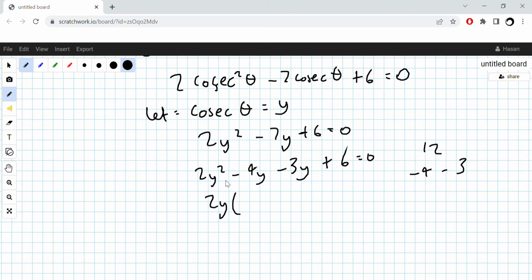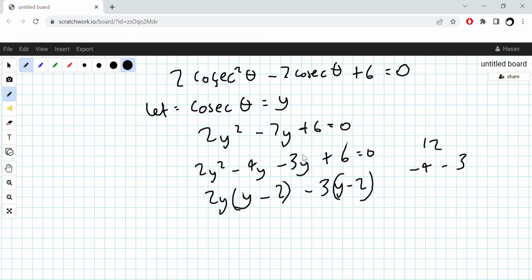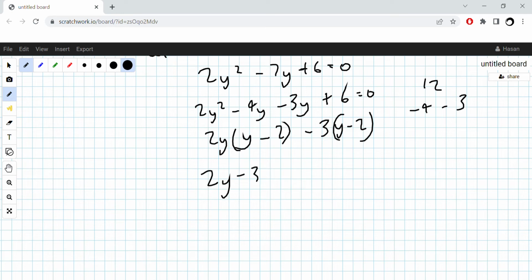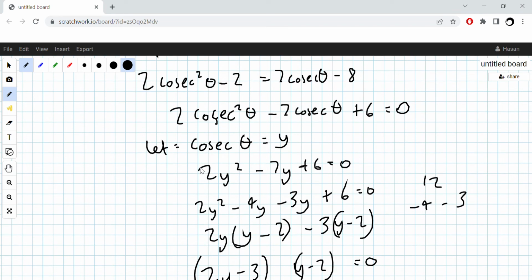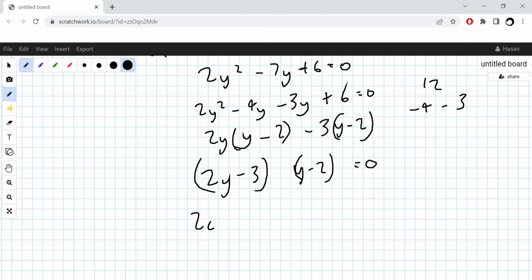Just factorize. To get 2y squared you need 2y times y. To get 4y you need minus 2. Then these brackets must be the same, so I have y minus 2. How to get minus 3y plus 6? That would be minus 3 times y minus 2. And then you would have 2y minus 3 and y minus 2 equals 0. Now, because we said y equals cosec theta, now we'll have 2 cosec theta minus 3 equals 0, and cosec theta minus 2 equals 0.